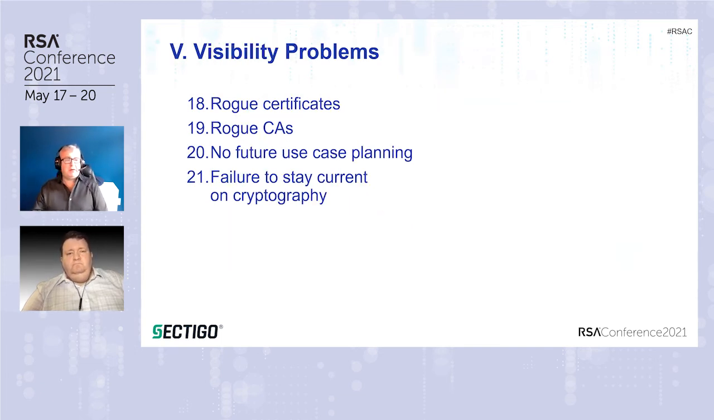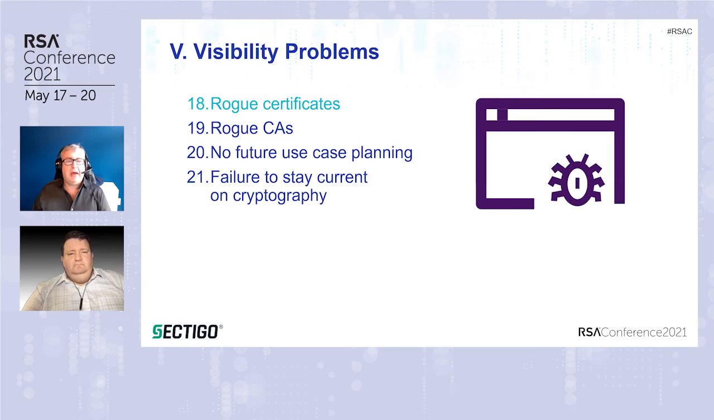All right. Problems with visibility. And by the way, you'll see 21's the last number, so this is the last of our 5 sections. And again, those first two kind of go together.